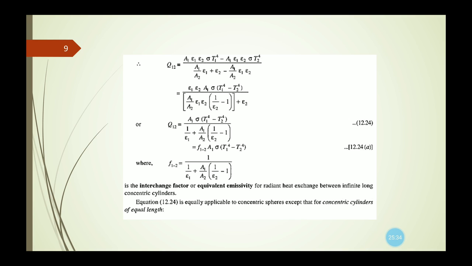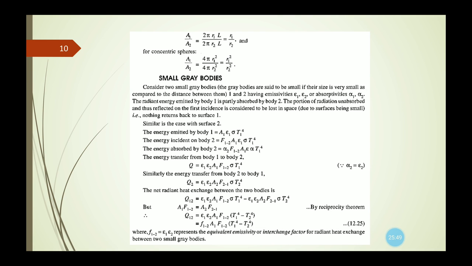Till now we have got two different formulas of the interchange factor: in case of infinite parallel planes and infinite concentric cylinders. In case of the concentric sphere and concentric cylinder, if they are having equal length, the ratio of the area is represented here. A1 by A2 equals r1 by r2 in case of concentric cylinders, and A1 by A2 equals r1 square by r2 square in case of concentric spheres.